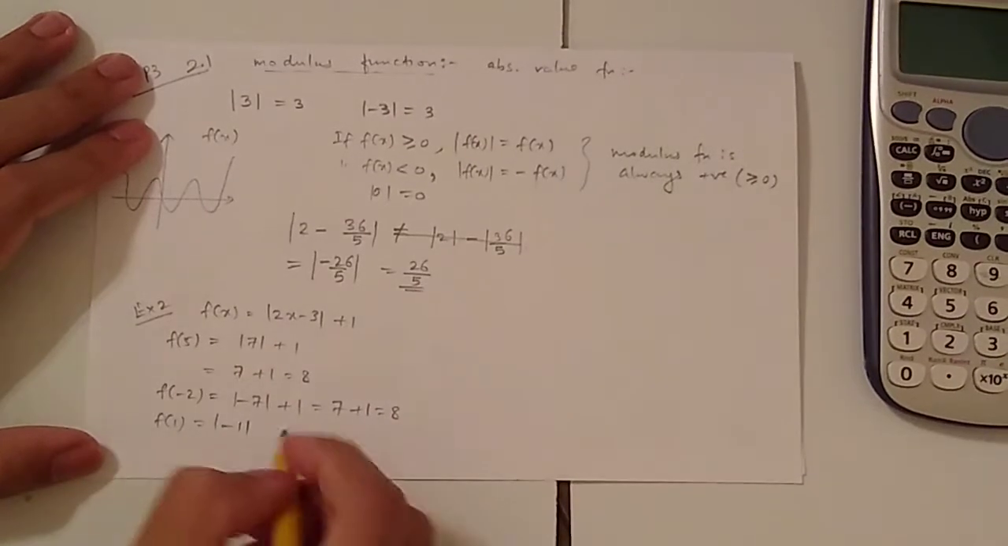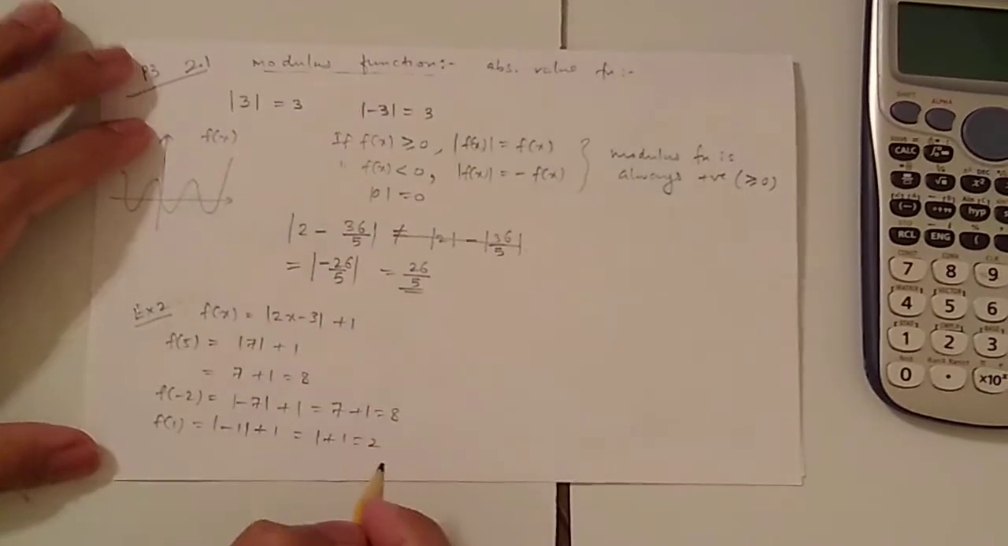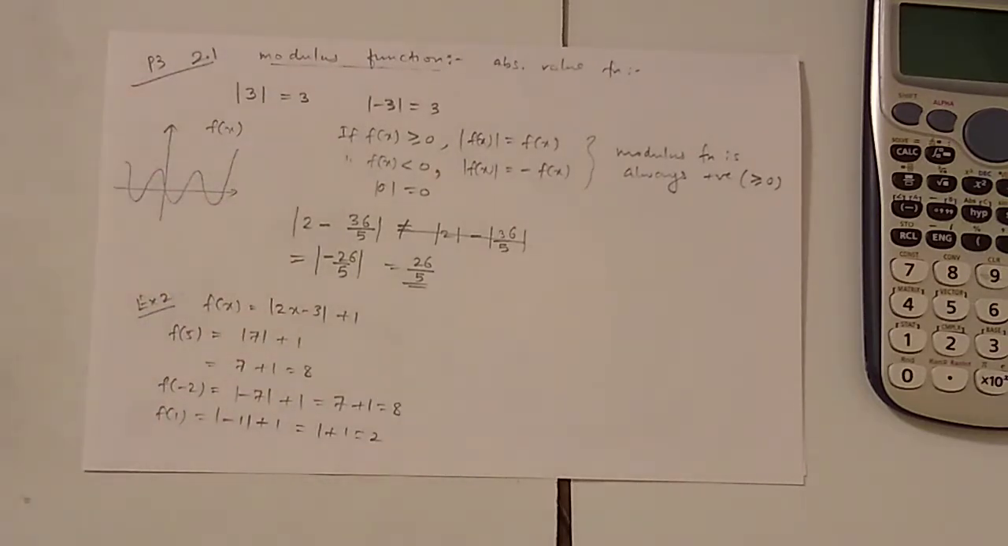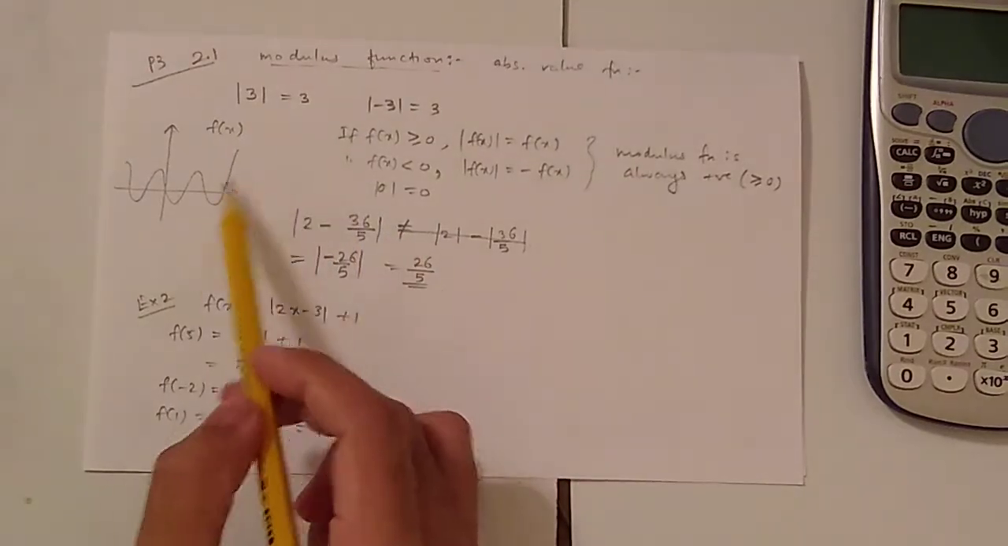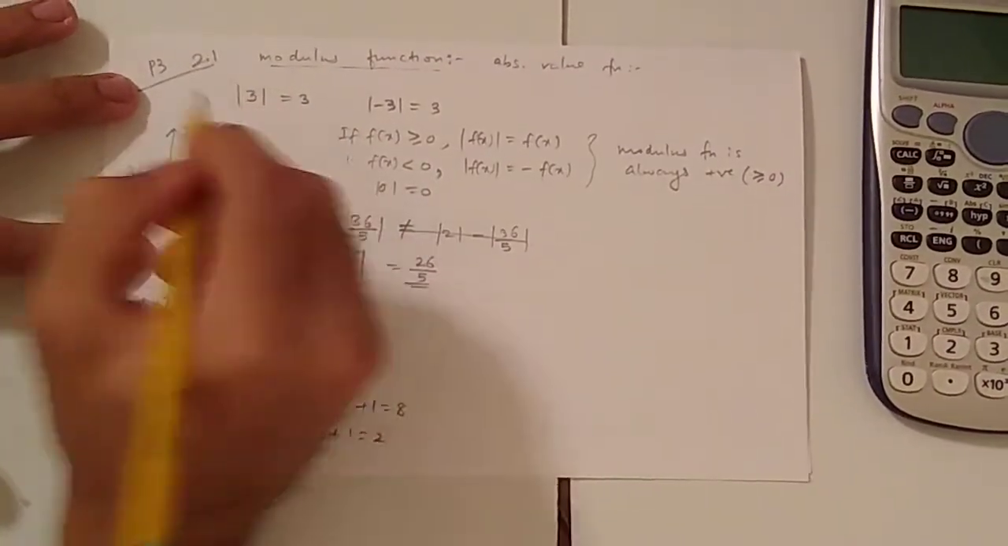So minus 1 the whole modulus plus 1 is equal to 1 plus 1, which is equal to 2. Okay, so again, trying to evaluate the modulus function, you first simplify the expression in the modulus and then take the modulus of the function. Now let's consider this graph over here, f(x). This is the graph of y equals f(x).